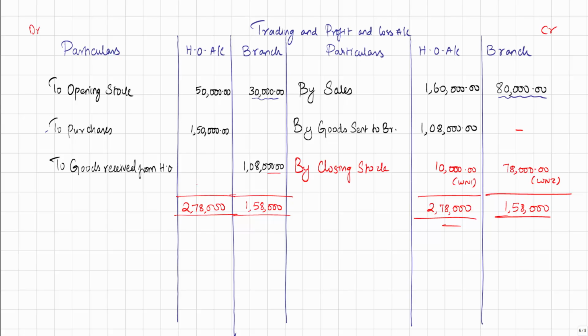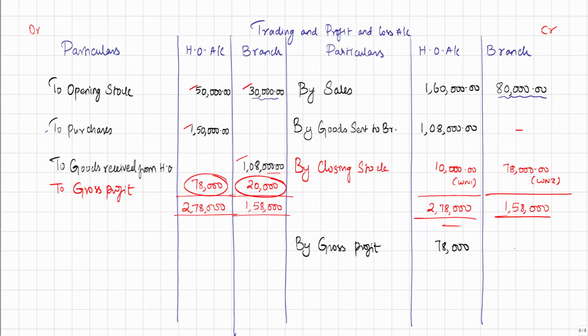It means on debit side there are going to be differences. If you take HO, the difference between 2,78,000 and these two items will be 78,000. And for branch, 1,58,000 minus these two items is going to be 20,000. And these are nothing but the gross profit. So we'll write to gross profit, it is 78,000 and 20,000. Now that should be transferred. Okay, so we'll say by gross profit, those figures are getting transferred over here, 78,000 and 20,000.